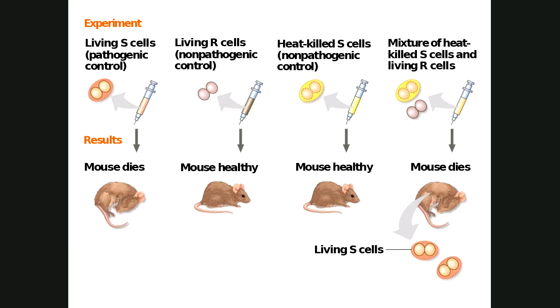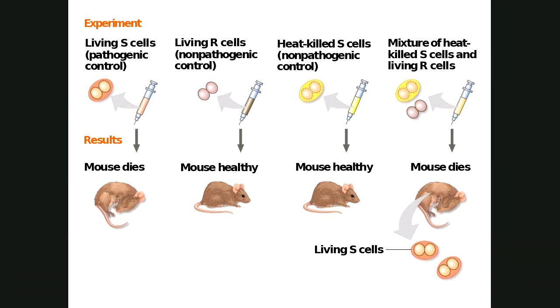Now, he then goes to the non-pathogenic control in the third setup there, where he takes the S and he kills it, boils it, puts it under pressure. In other words, he kills the organism, destroys that gelatinous capsule around it, and injects that into the mouse, and the mouse remains healthy. Okay, well, why would he do that?